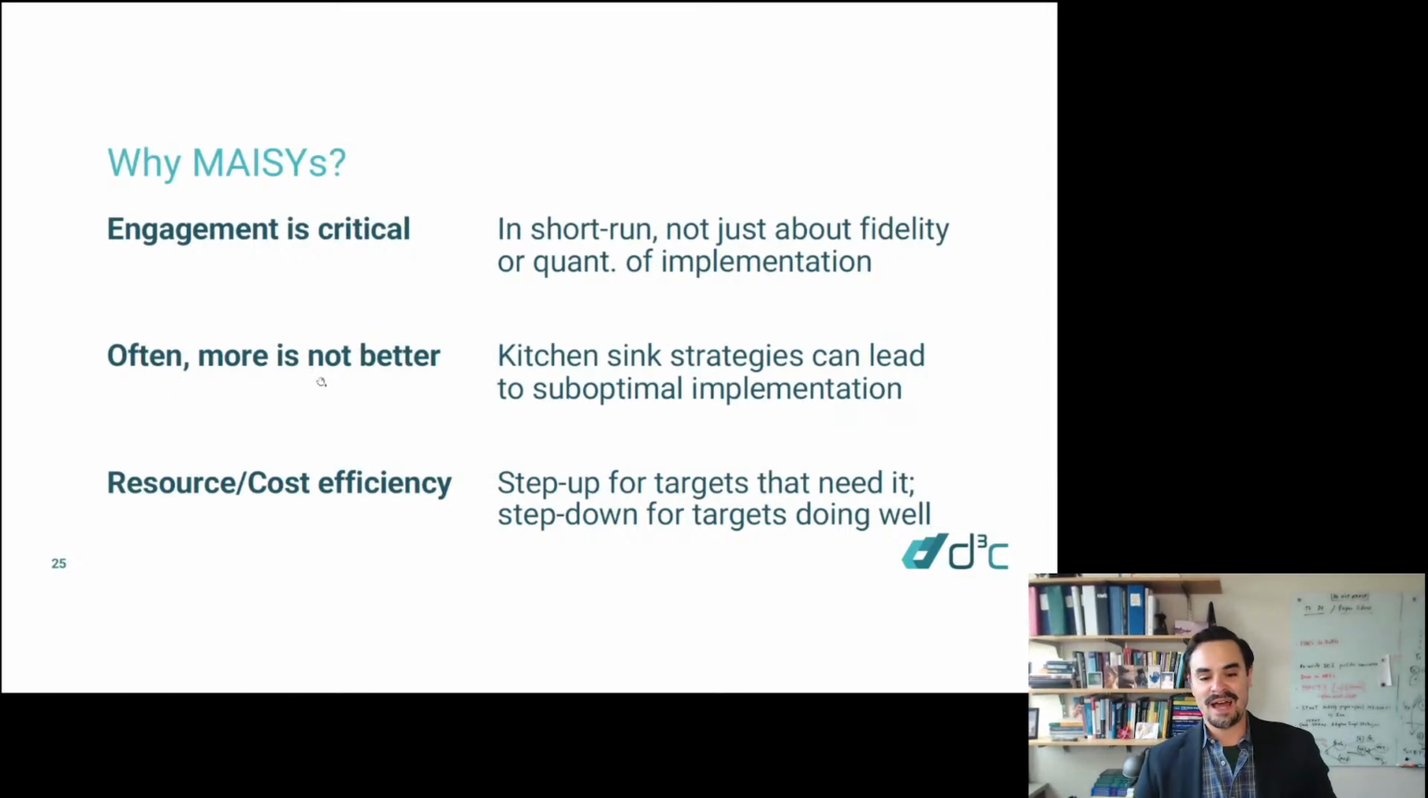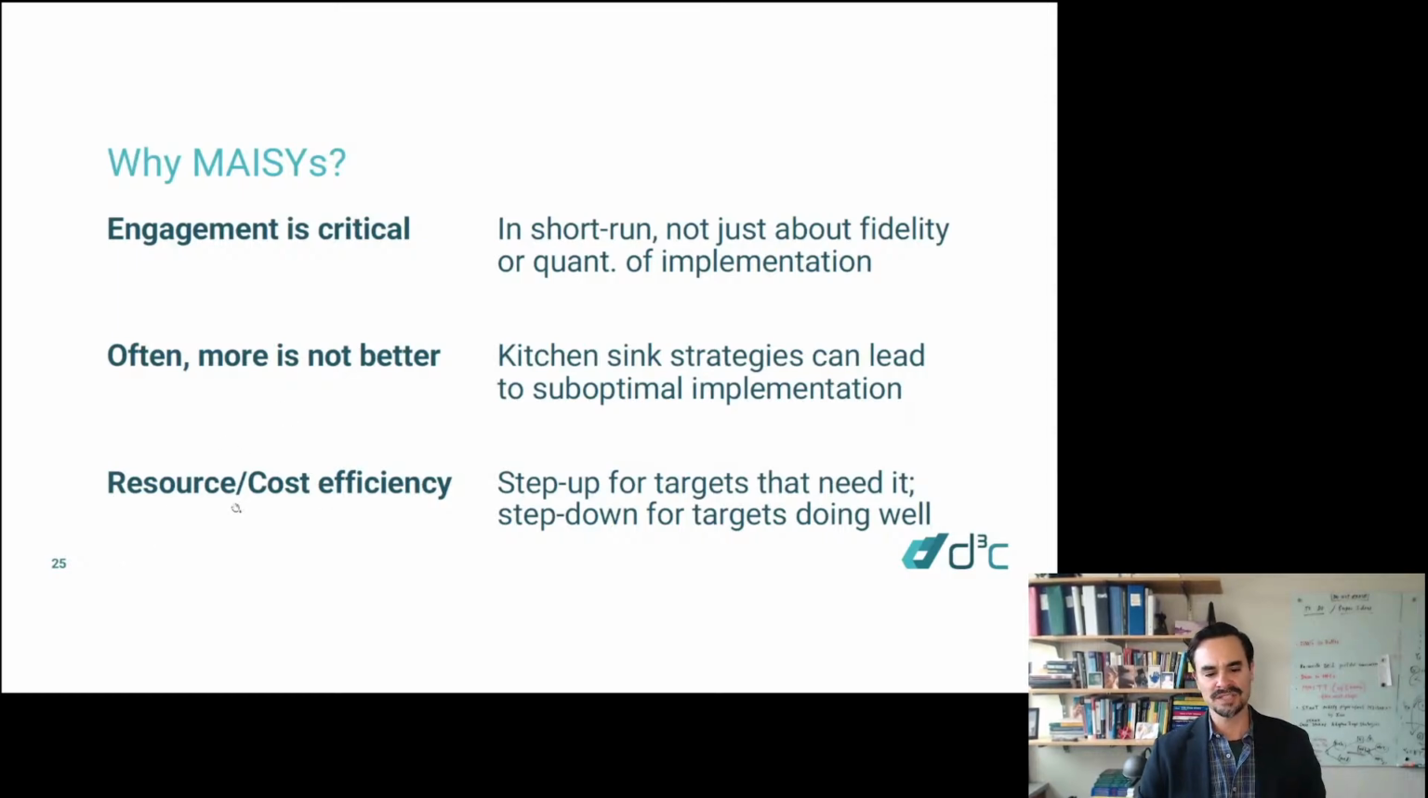All of us know that more is not better. This is almost always true across basically any behavioral intervention I've ever studied or thought about. There's usually a U-shaped curve where the more you give, everything starts to backfire, because the more you give, the more burden you're placing on the folks and the targets you're intervening on, and then they're just not doing their work, or you end up with burnout or other things like that. So more is not always better. That's a reason to do a MAISY.